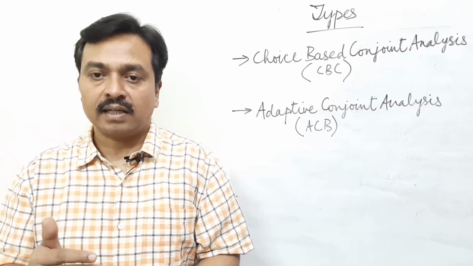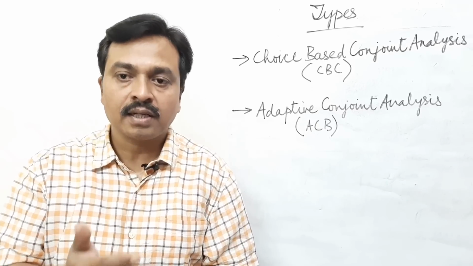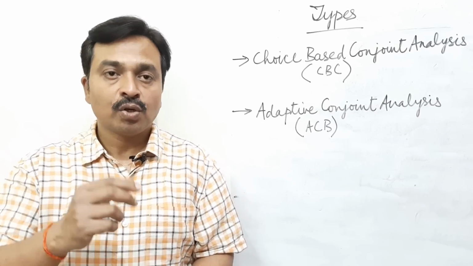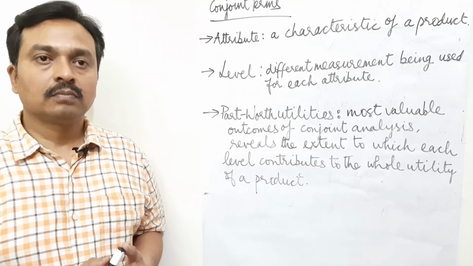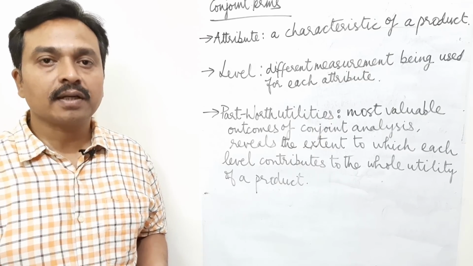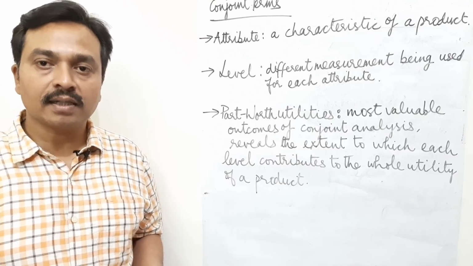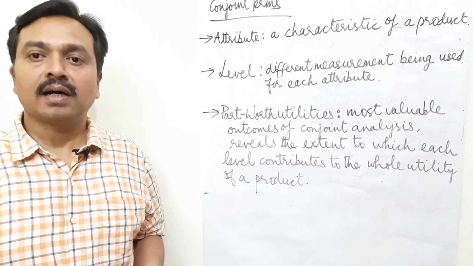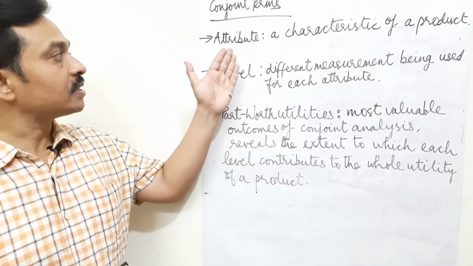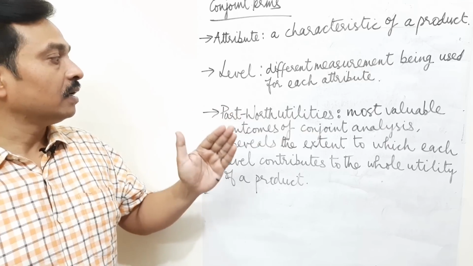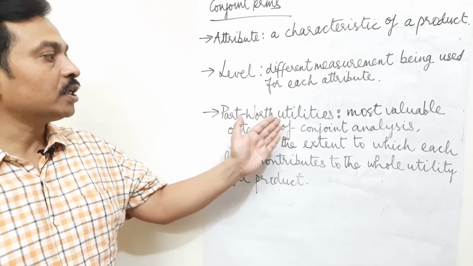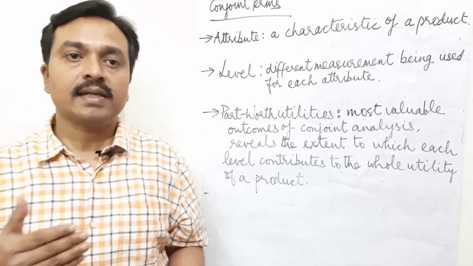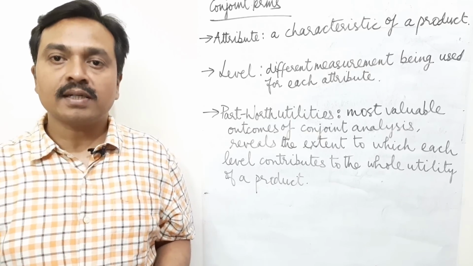The advantage is that a large number of characteristics can be used, up to as much as 30 attributes each with 7 levels. We will now discuss different technical terms being used in conjoint analysis. Some of the important terms that we are going to discuss in this connection are: number 1 is attribute, number 2 is level, and number 3 is part worth utilities. Now we shall understand what these terms mean. What is an attribute?